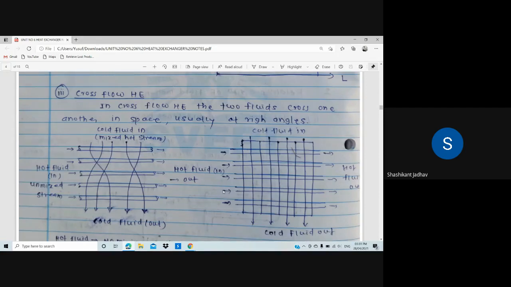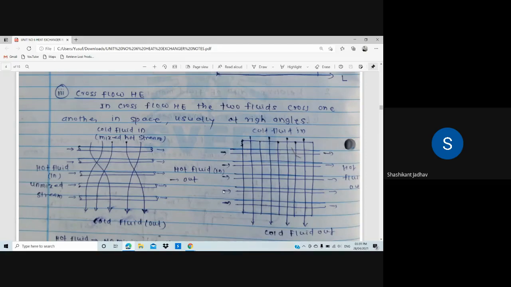So what is meant by regenerator? In a regenerator type heat exchanger, the hot and cold fluid pass alternately through a space containing matrix, these particles providing alternately a sink and source for heat flow. So what is meant by regenerator type of heat exchanger? In this case, we pass alternately the hot fluid and cold fluid.